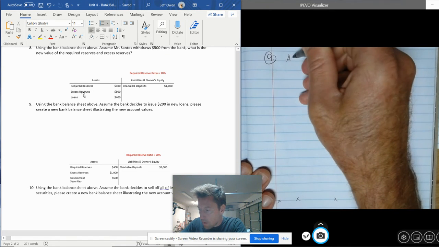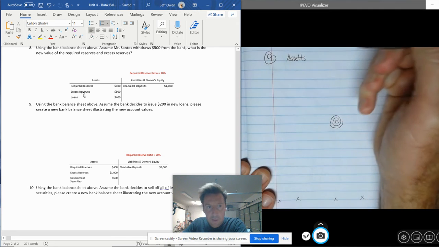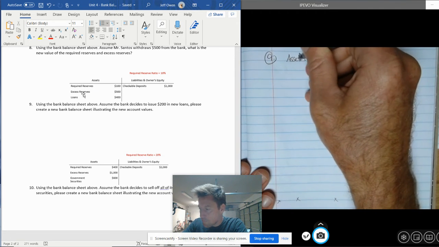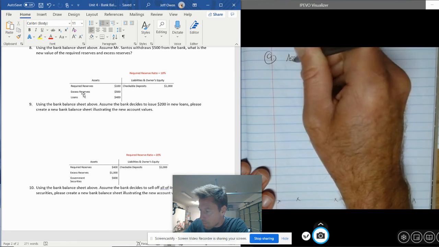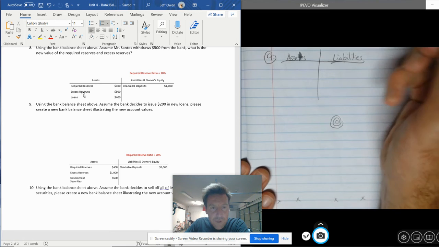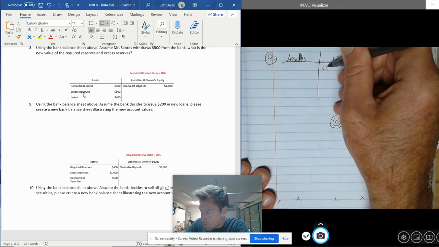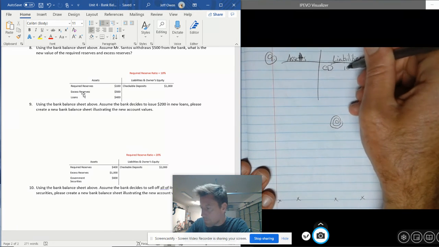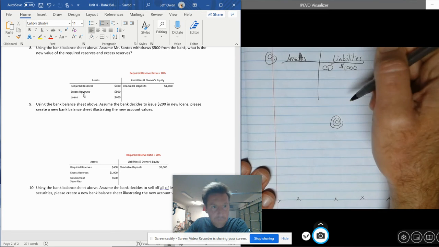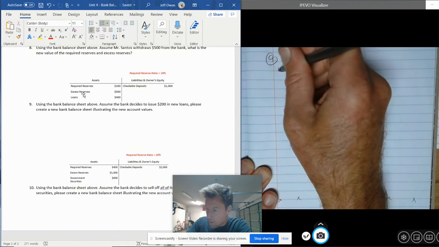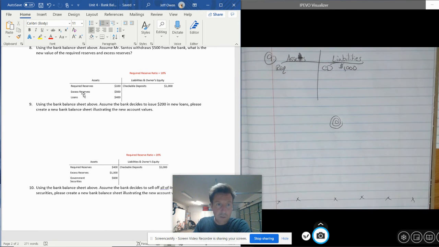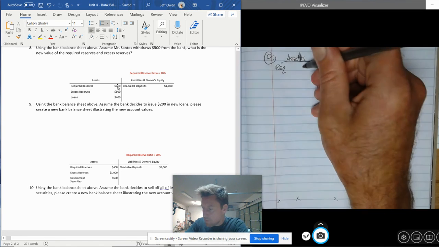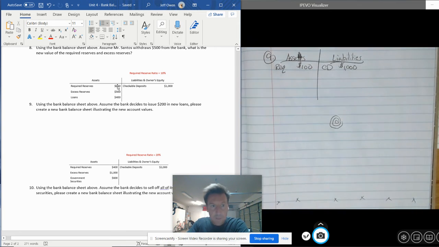So let's make our assets, and that's supposed to be just one T, and liabilities. So checkable deposits were 1,000. Right now, they've got required reserves. We know required reserves aren't going to change because it's required by law, and it's 10% of 1,000, which is 100. So required reserves, that's staying.